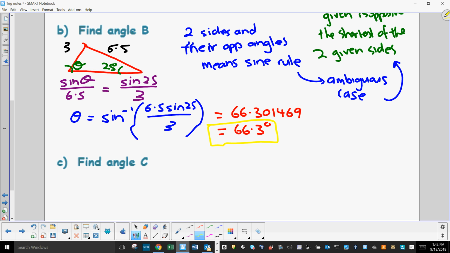Wait, why is it two answers again? And then there's like B2. Yeah, some people call it B2, and in the next question some people call it B and B dash. And there'll be two answers for angle C as well. I just tend to subtract from 180. I don't like this. You don't like it? It's probably the worst thing you'll get.